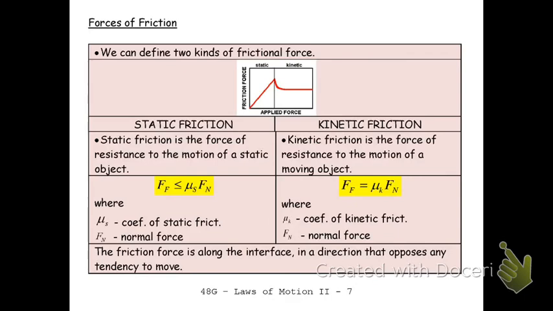So if I plot a graph of applied force, that's my sideways pulling force, versus the frictional force, that's what the thing's resisting with. What I see is, before it starts moving, I'm making up the numbers, but take the principle. If I apply 1 Newton, it resists by 1 Newton. If I apply 2 Newtons, it resists by 2 Newtons. If I apply 3 Newtons, it resists by 3 Newtons. If I apply 3.5 Newtons, it resists by 3.5 Newtons. If I apply 3.5 and a bit, it starts to slide.